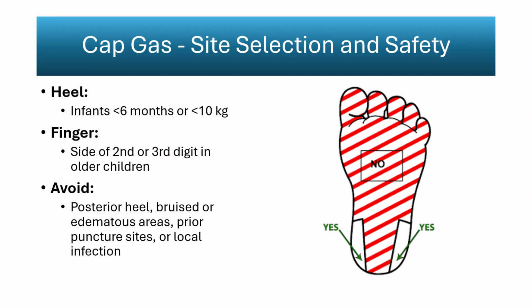In older infants or children, the site of the second or third finger can be used for sampling. The puncture should be shallow and controlled to avoid tissue damage. Bruised, edematous, previously punctured, or infected areas must be avoided, as altered perfusion and inflammation distort gas values and increase discomfort. Rotating sites reduces local trauma and maintains reliable sampling conditions.